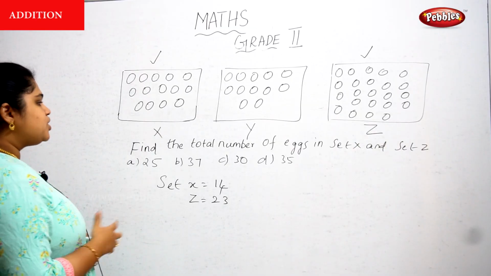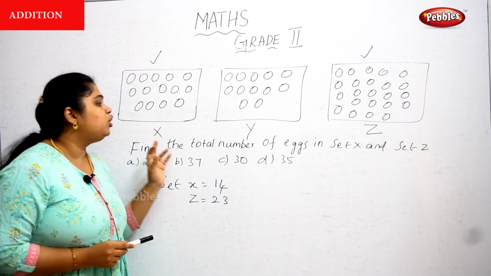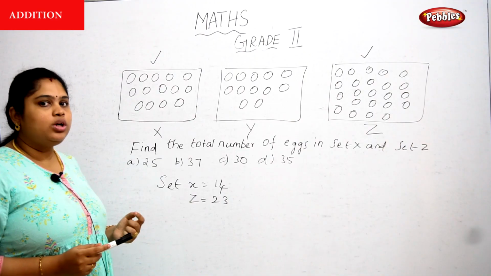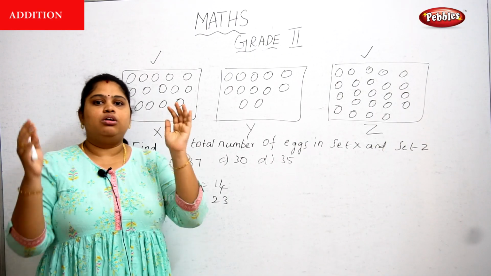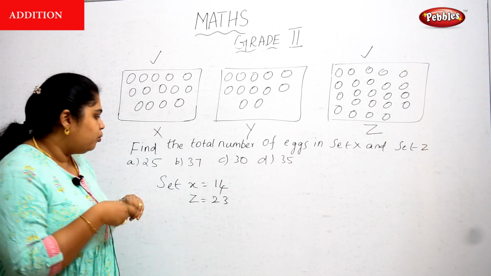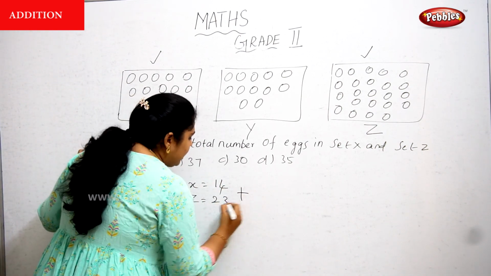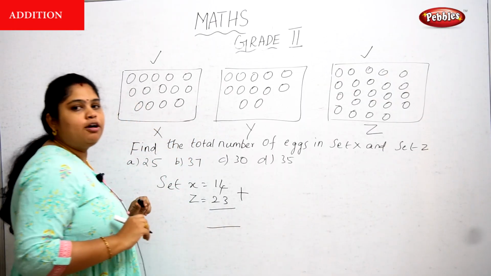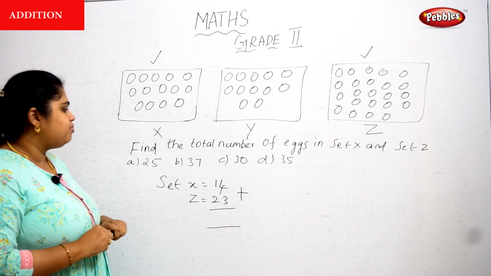But what is the question asking? Total number of eggs. Total number means we have to put together X eggs and Z eggs. Put together means we have to perform addition. How are you going to perform the addition?